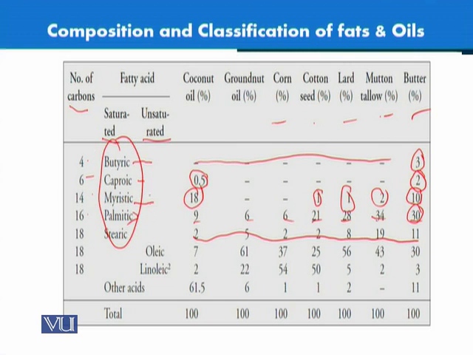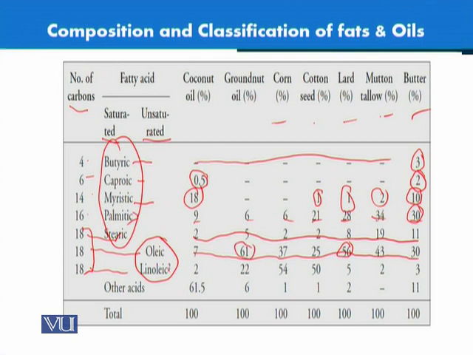Now let's talk about the unsaturated fatty acids. Again, they are 18 carbon, as we see here. If the 18 carbon is a saturated fatty acid, this is called stearic acid. If this is unsaturated, it can be oleic or it can be linoleic acid. Unsaturated fatty acids such as oleic acid are present in different amounts in all different foods. The highest amount is there in lard and then in groundnut oil.